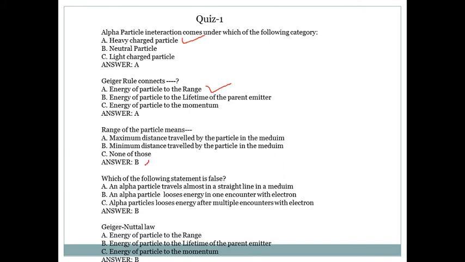There is a mistake here. Some of the students had pointed out. Yes, you're right. The option has to be A, maximum distance. Which of the following statements is false?